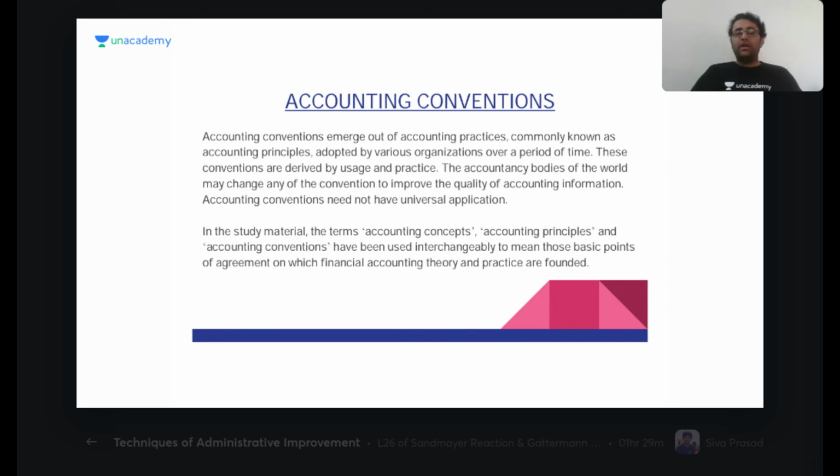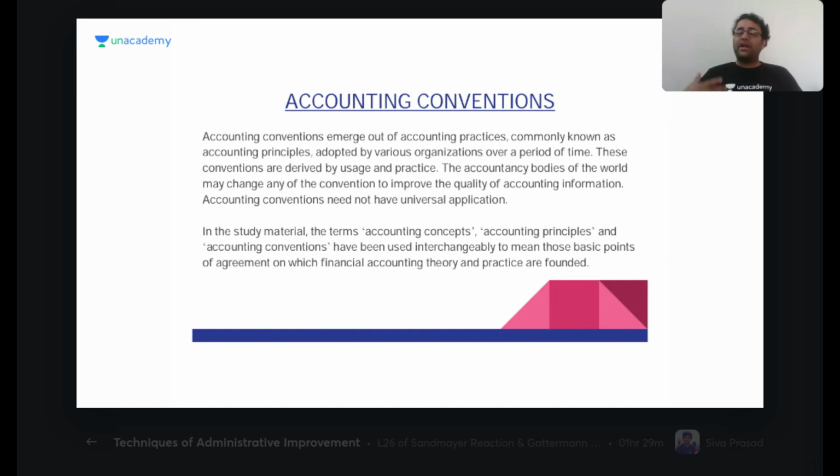Let's proceed. Accounting conventions. Now let's talk about what accounting conventions are. Accounting conventions emerge out of accounting practices, commonly known as accounting principles, adopted by various organizations over a period of time. Now please remember, if you have studied for your CA exams in a particular way, and that particular way has helped you out, then if you have siblings or friends who are younger to you, and in future they take up the CA course, your method of studying will be helpful to them. And obviously you would like to share it with them, that when I was a student, this is what I did, this is what I followed to clear the exams.